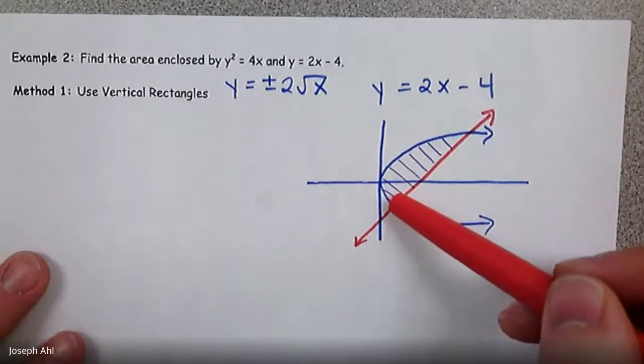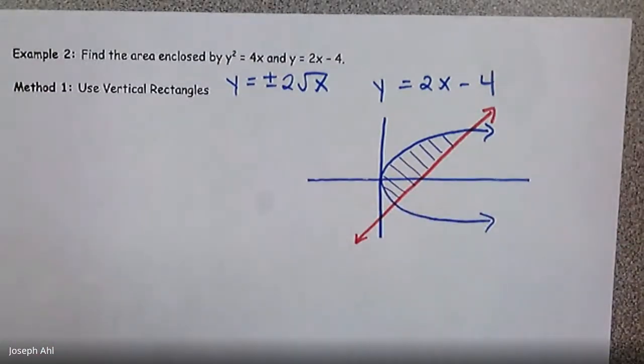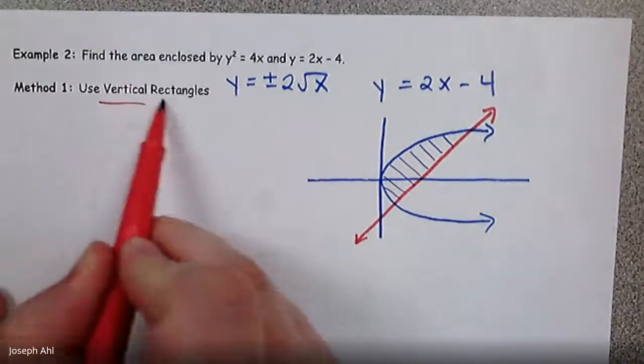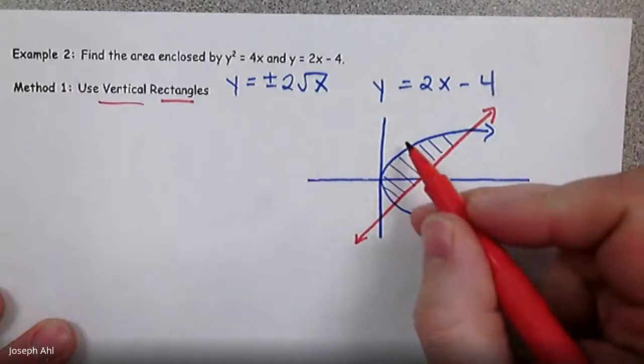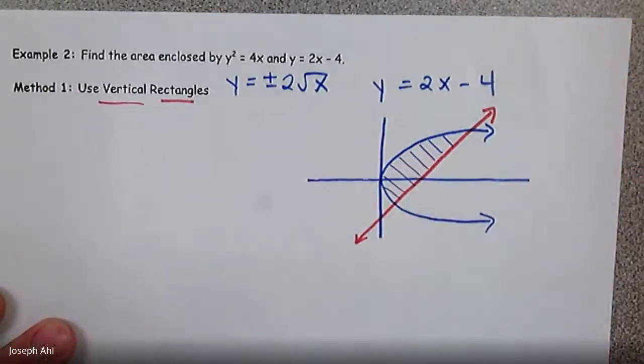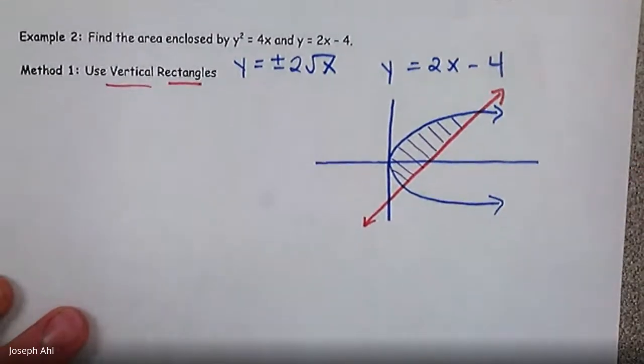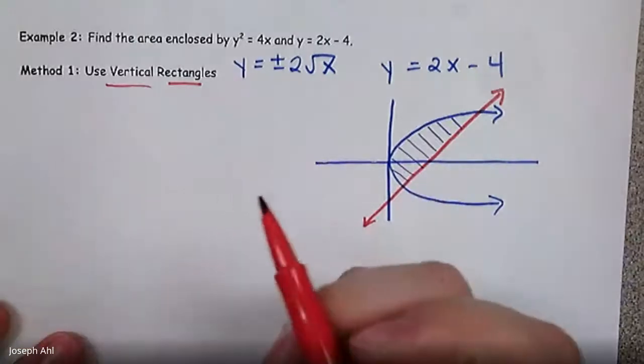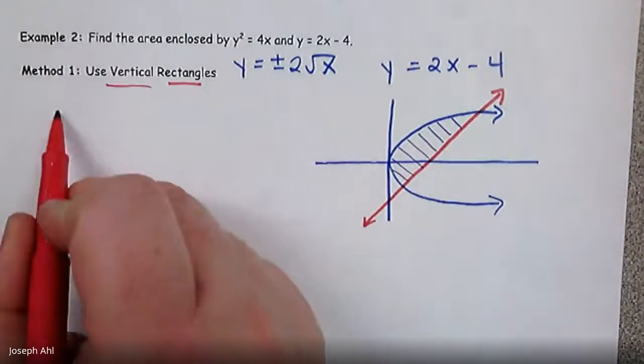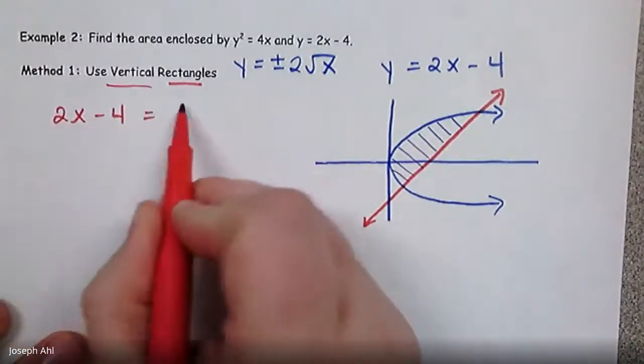So let's find that point of intersection, because that will make a big difference in the way that I calculate this area. Just like the last picture I showed you, we're going to wind up setting up two different integrals to calculate our area if we want to use vertical rectangles, where I take the height of the top minus the height of the bottom. So let's set plus or minus 2 radical x equal to 2x minus 4.